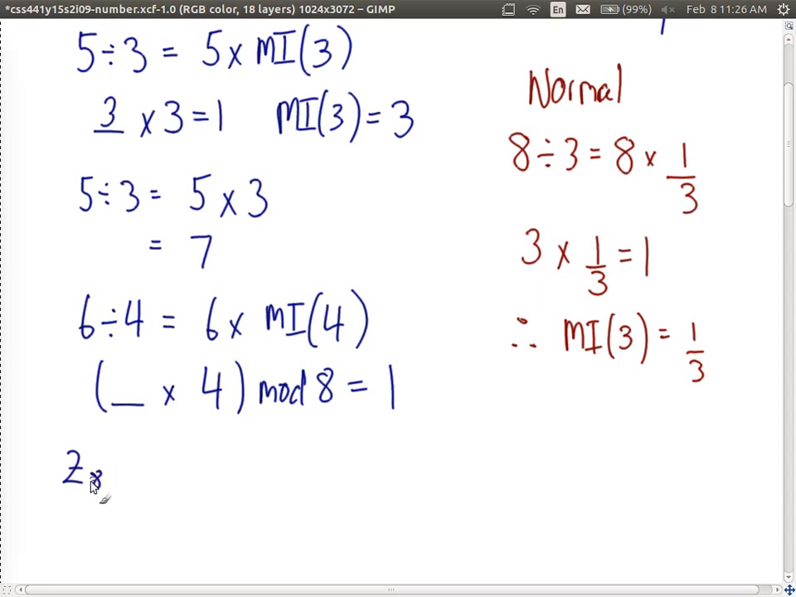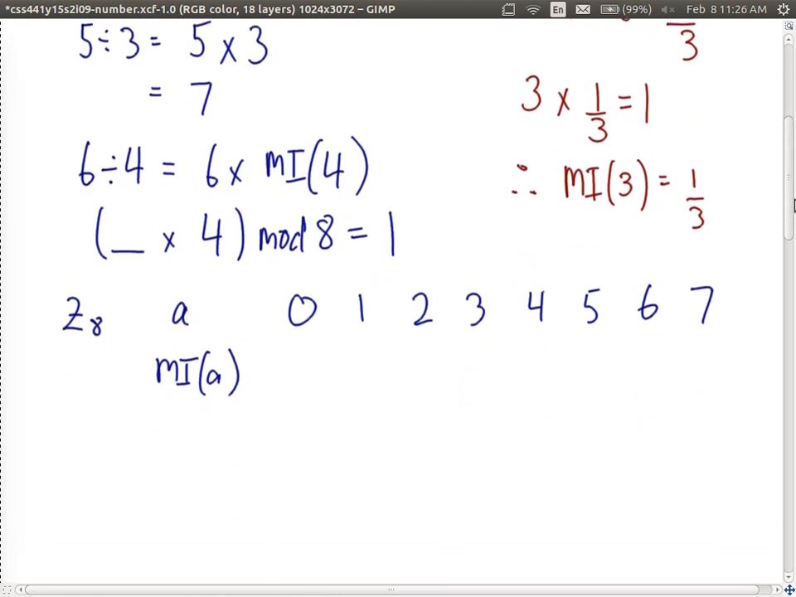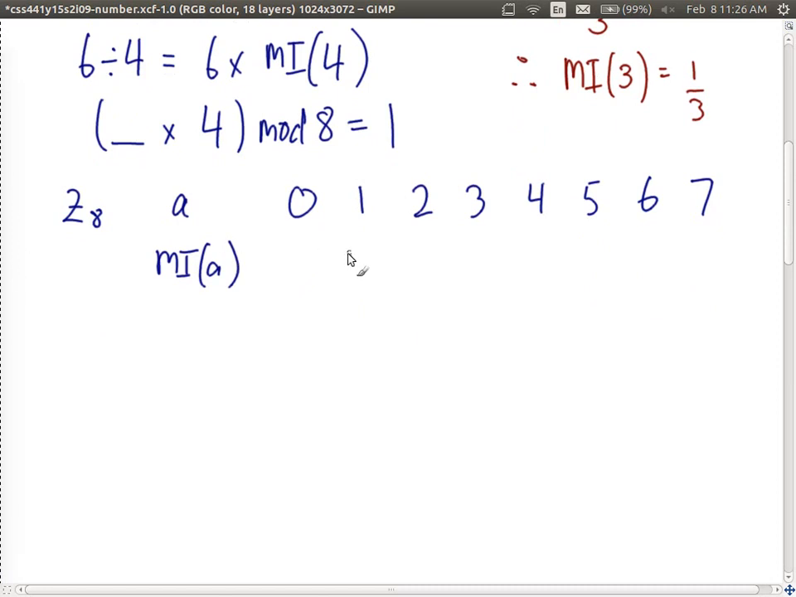Staying in Z8, let's list them. What are the multiplicative inverses of the 8 numbers? Zero times something equals 1. There's no such number. 1 times something equals 1. 9 is not in our set. Remember, our answer is 0 to 7, so 1 times 1. 1 is its own inverse. 2 times something equals 1. Well, we can't get an odd number when we multiply by an even number here, so no such answer.